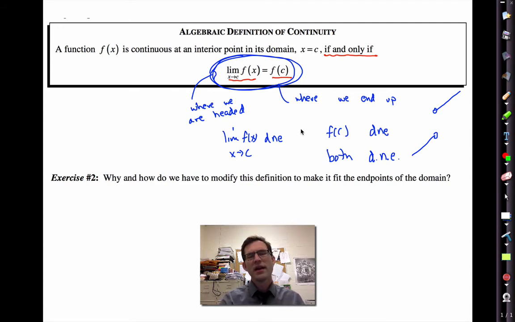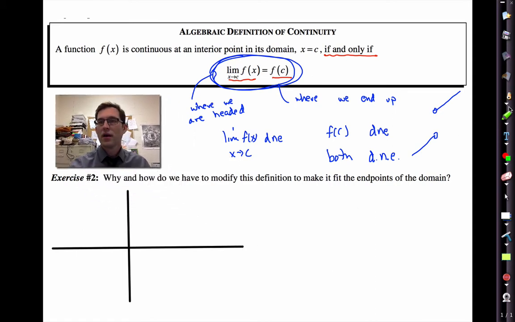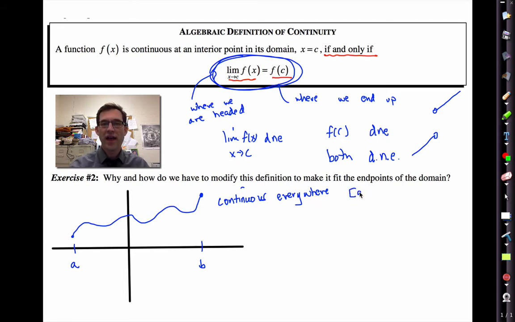Now, exercise 2 is of only minor importance, but let's make sure to get it out. It says, why and how do we have to modify this definition to make it fit the endpoints of the domain? Let me be very clear about what I mean. If I had some function like this, and let's say I began at a and I ended at b, and it looked like this, nice and continuous everywhere. I want to be able to say it's continuous on a to b.